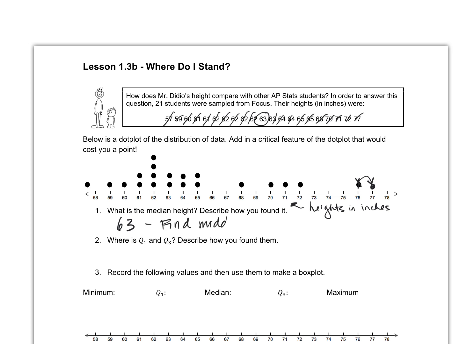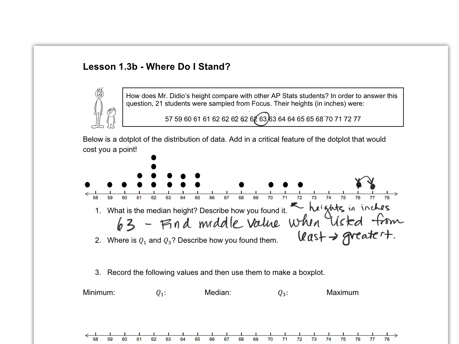Find the middle value when they're listed from least to greatest, right? They have to be in that order to find the true middle. Now, the median could also be called Q2, the second quartile.